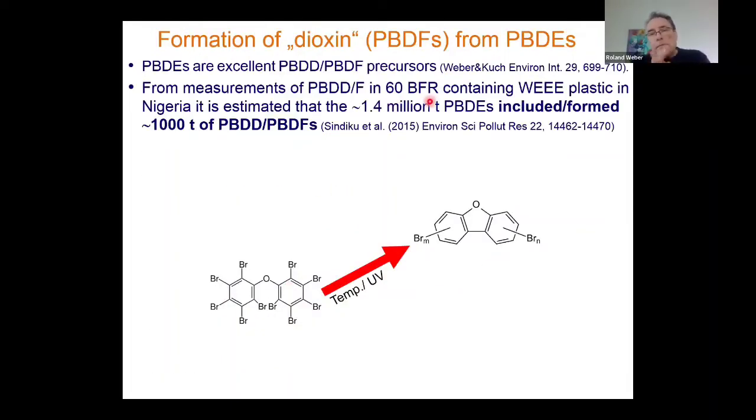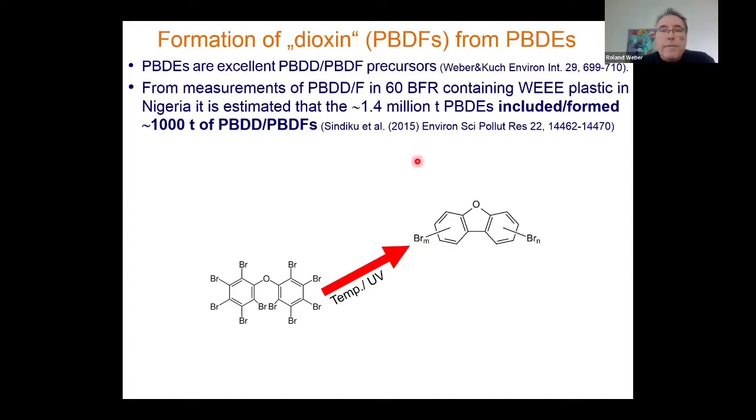Another interesting fact in respect to assessing the toxicology and toxicity of the PBDEs is that the PBDEs, especially the Decabromodiphenyl ether, is a very good precursor for the brominated furans. And the brominated furans are similarly toxic to the chlorinated furans and dioxins.